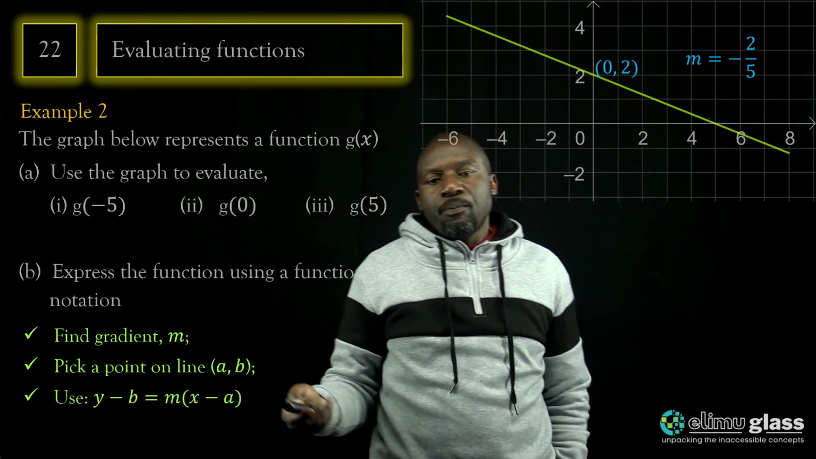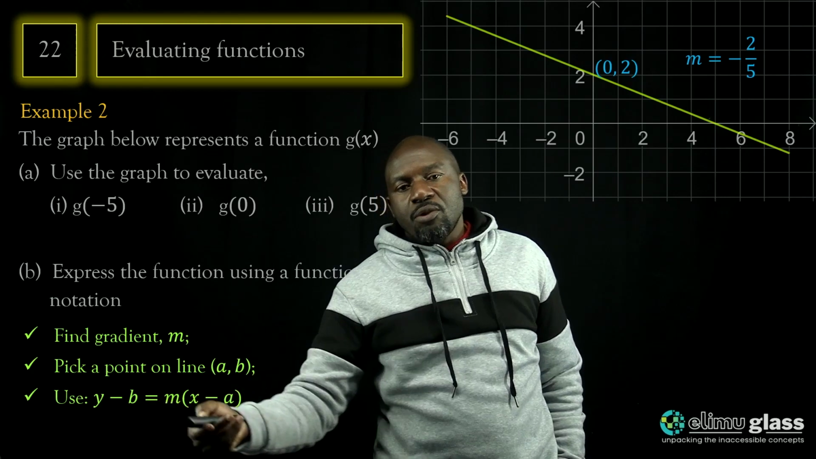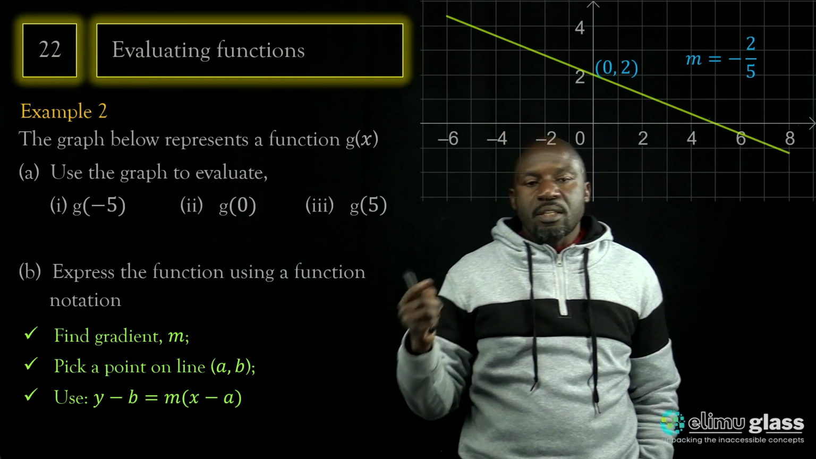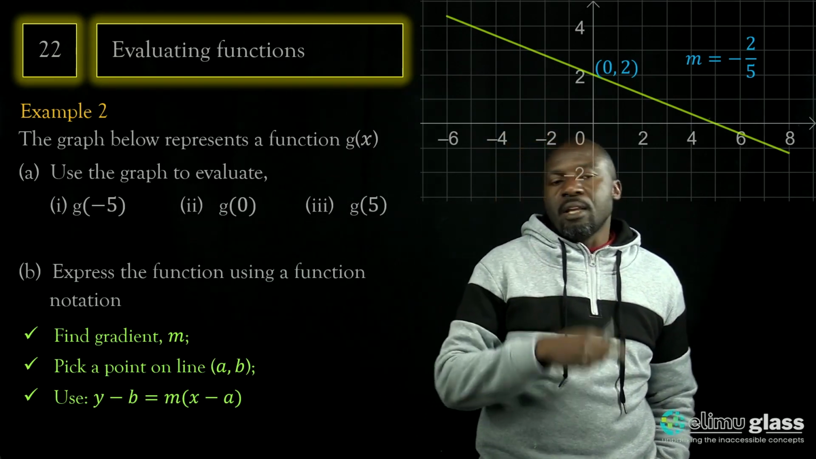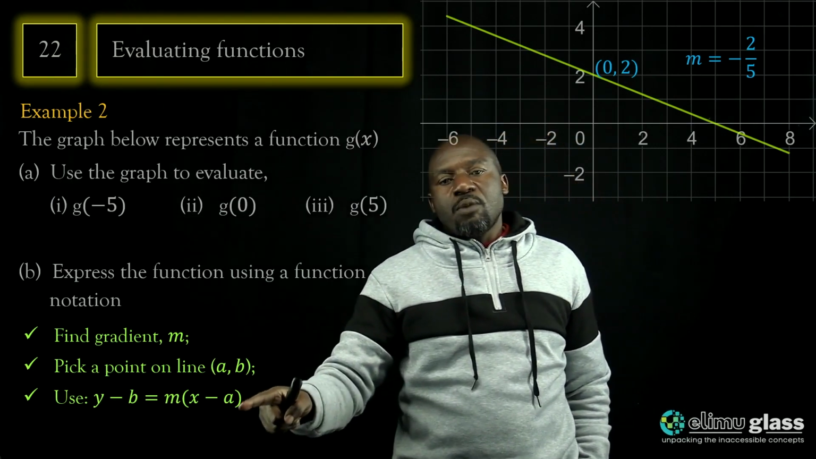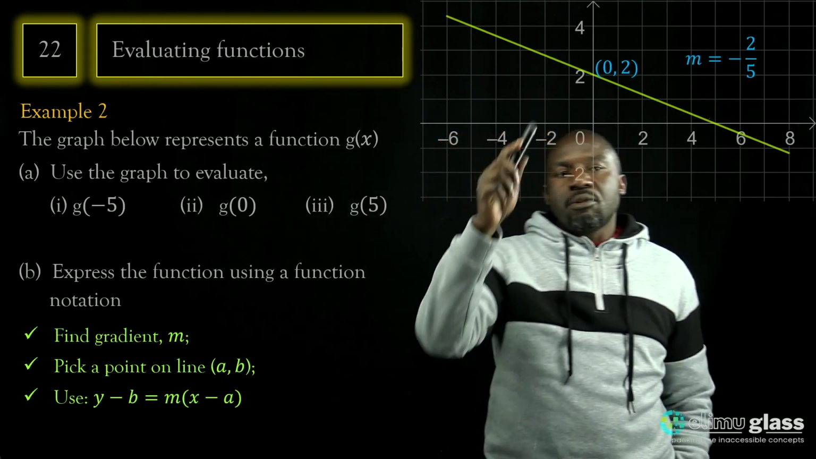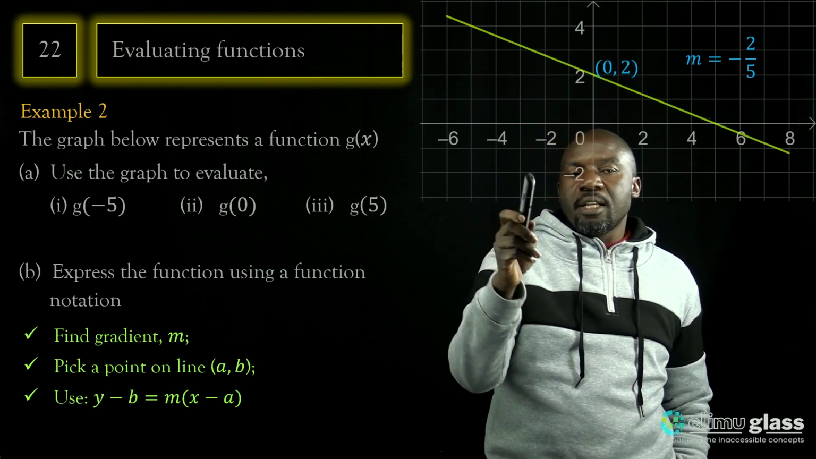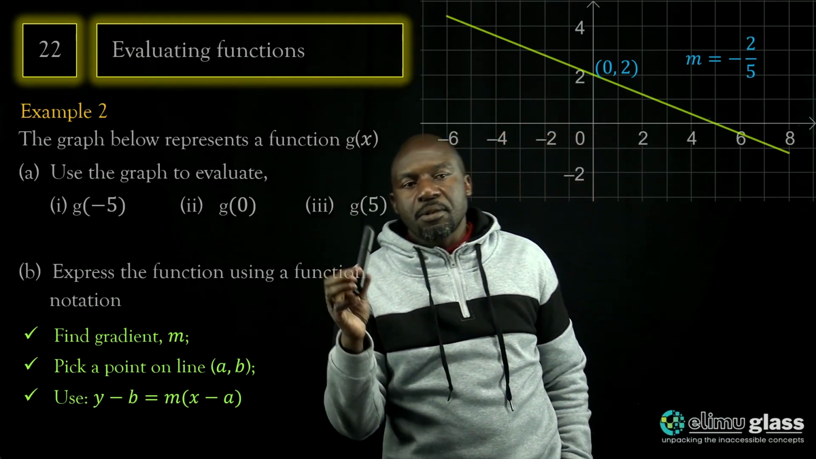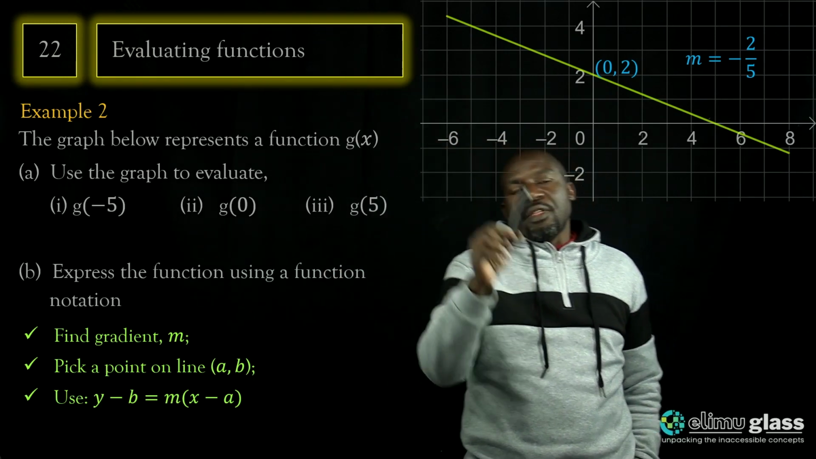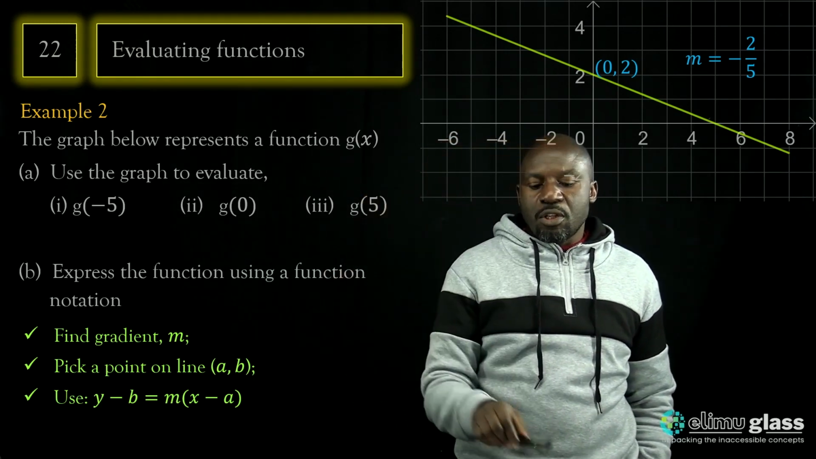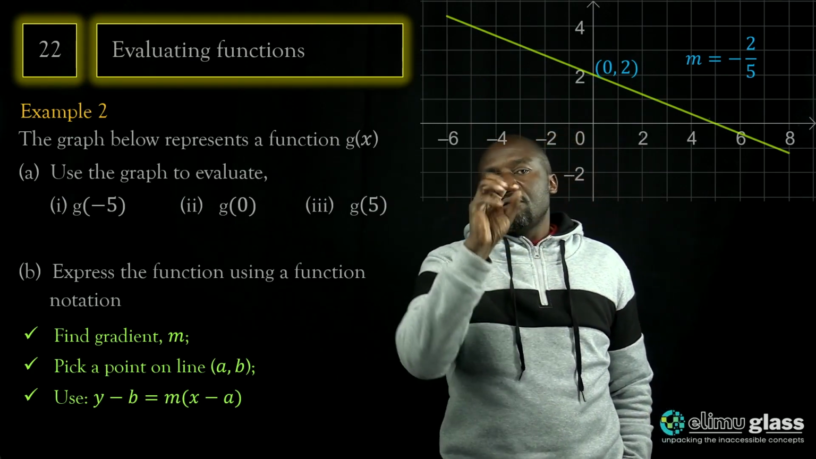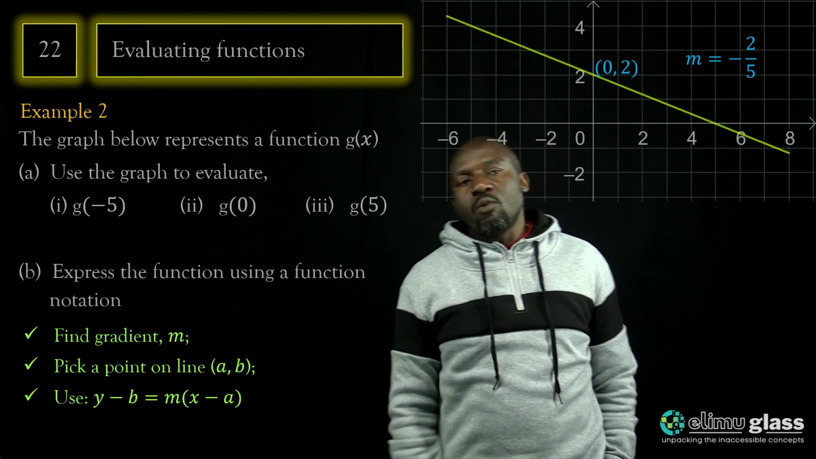We use the formula y minus b is always the gradient times x minus a. y minus b is m times x minus a, always. This is way faster. We get it in one step. Instead of looking for the gradient first, where m is y2 minus y1 divided by x2 minus x1, and then after we found the gradient, substituting into the formula y is mx plus c to find c, and then substituting back to get the equation of the line.